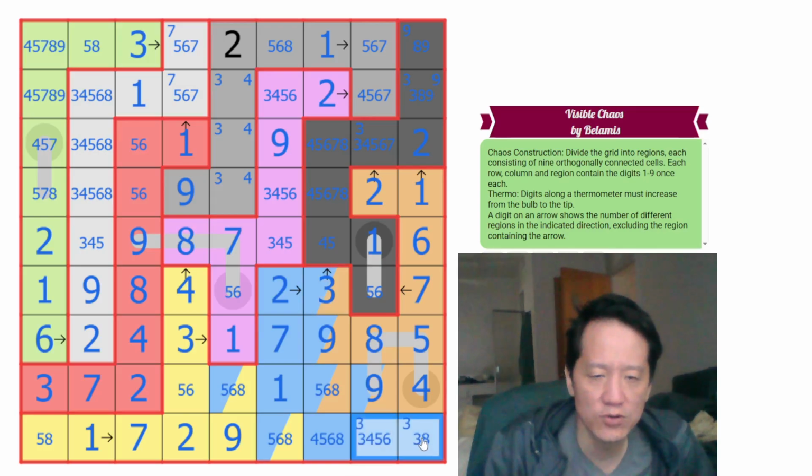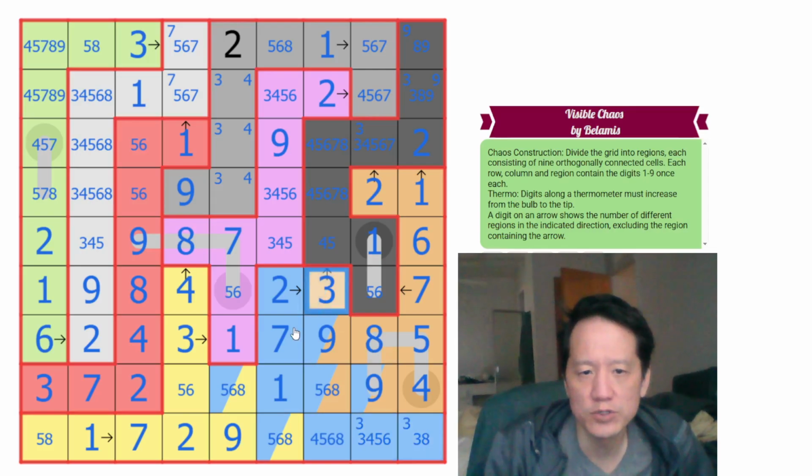Because it cannot be either of these, because again, this sees one region. So if orange went down here, that would see 2 regions. Therefore, this must be an orange, which makes this an orange. Therefore, these can't be orange. These have to be both blue. So we have all the orange region set.